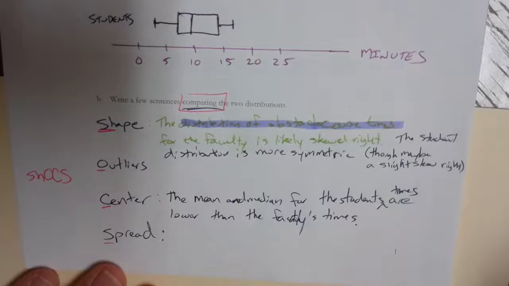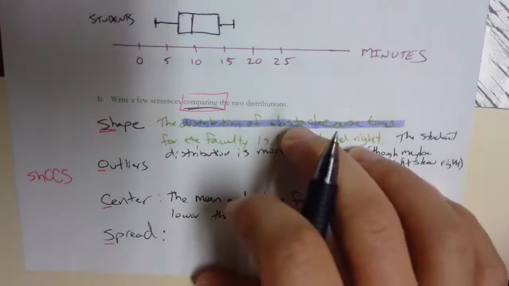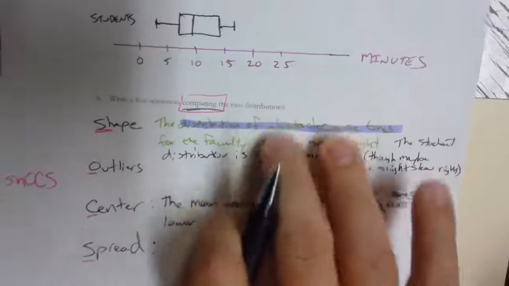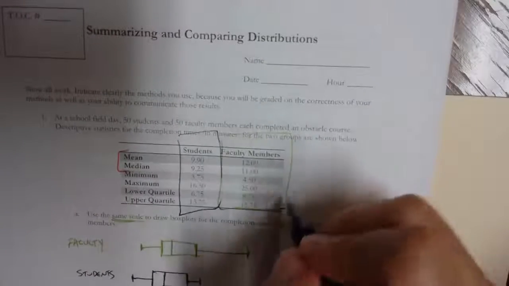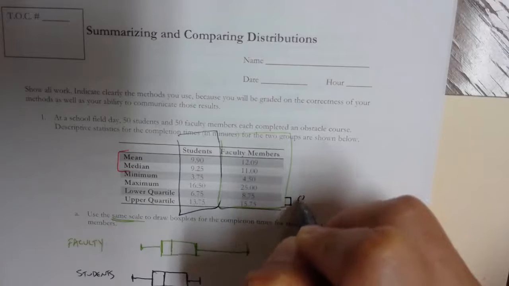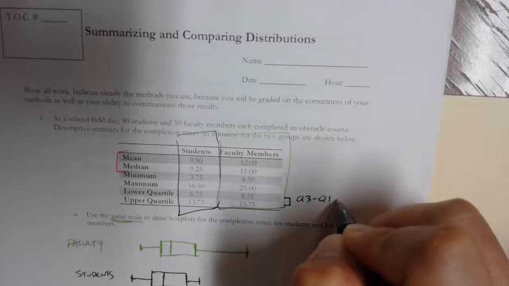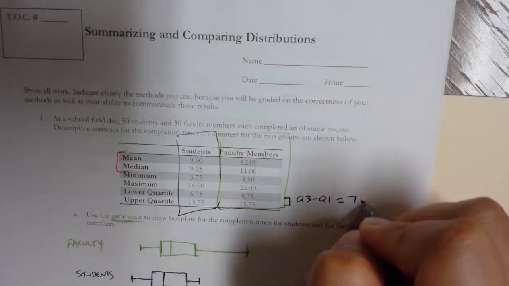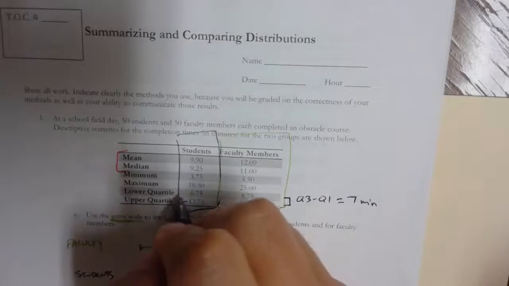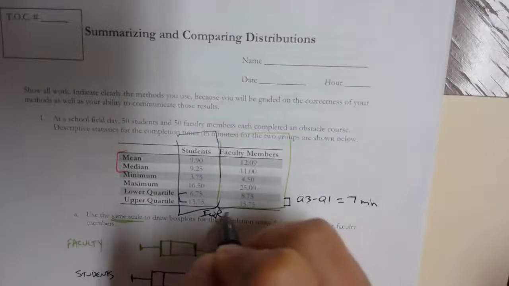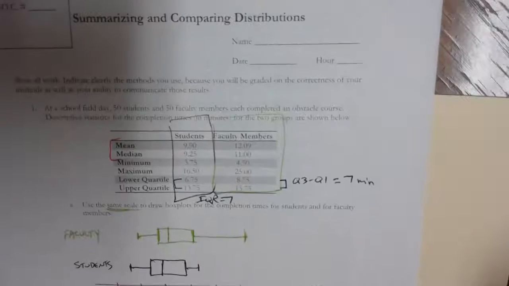So I have really only 2 choices. I'm going to use range and IQR. Remember, range is just the gap between the max and the min, and the IQR is the gap between the quartiles. So let's do the IQR here. IQR is just Q3 minus Q1. So for the faculty, 15.75 minus 8.75 is 7 minutes. And likewise, the students happen to be the same. The IQR is 7. So that's going to be a nice comparison, an easy one to make.